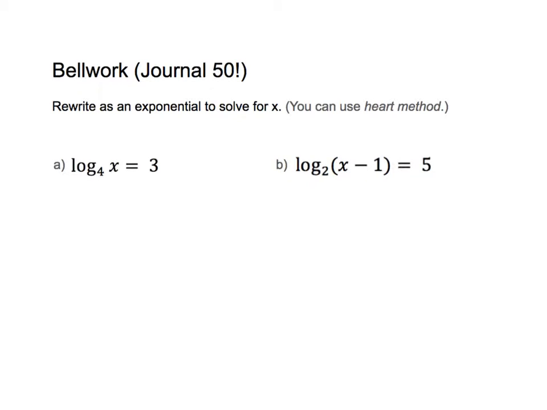All right, so we are on journal 50. That is half of 100. Okay, maybe it's not that special, but to me, we've hit a big number, at least in my opinion.